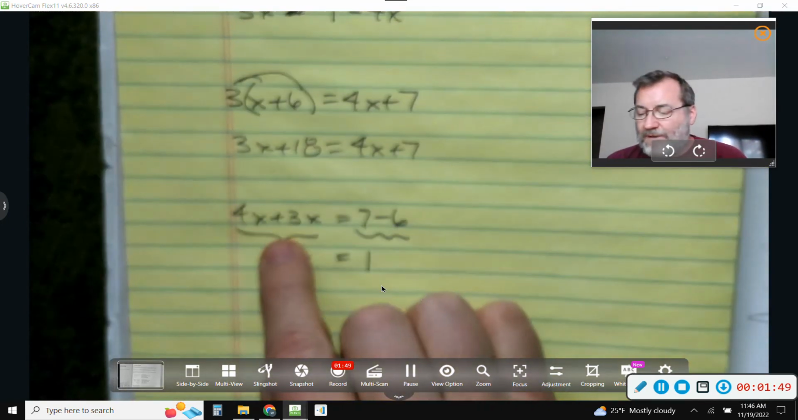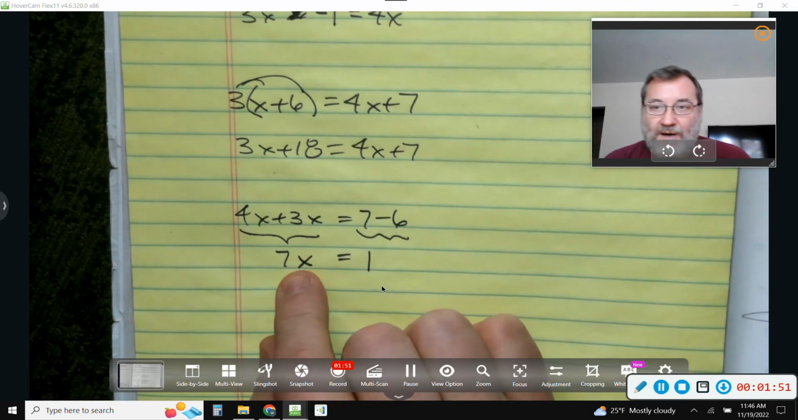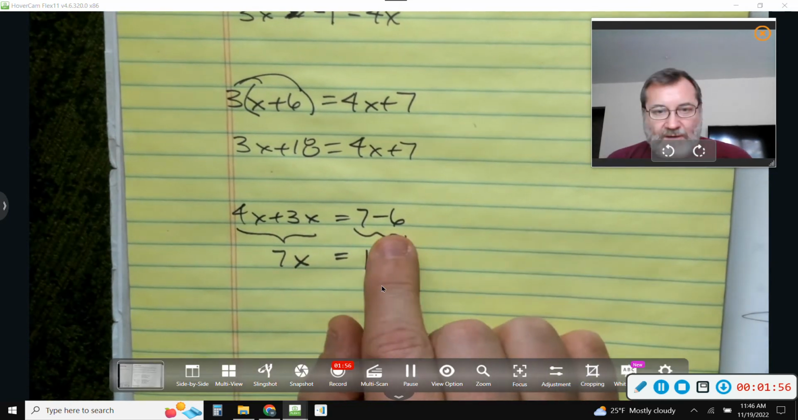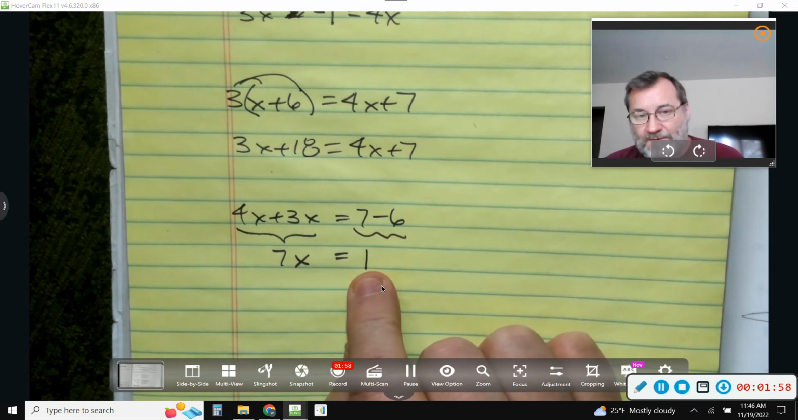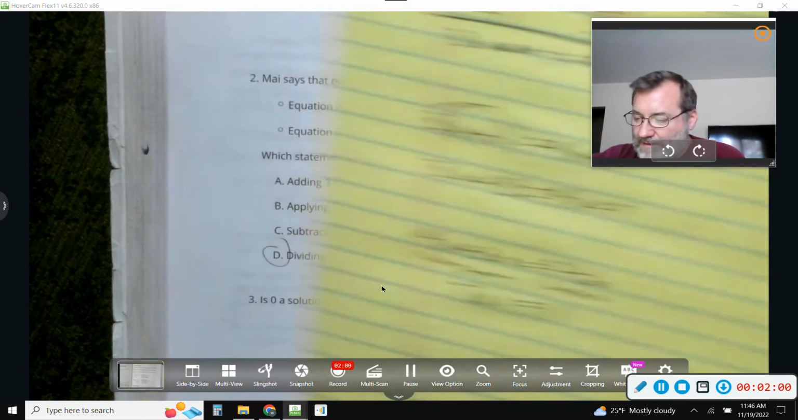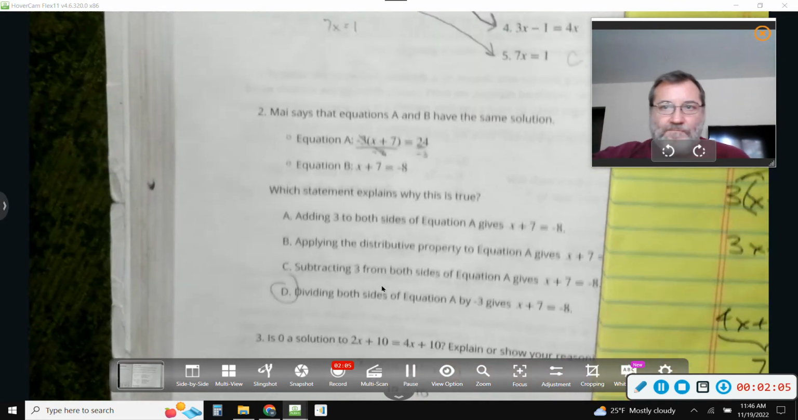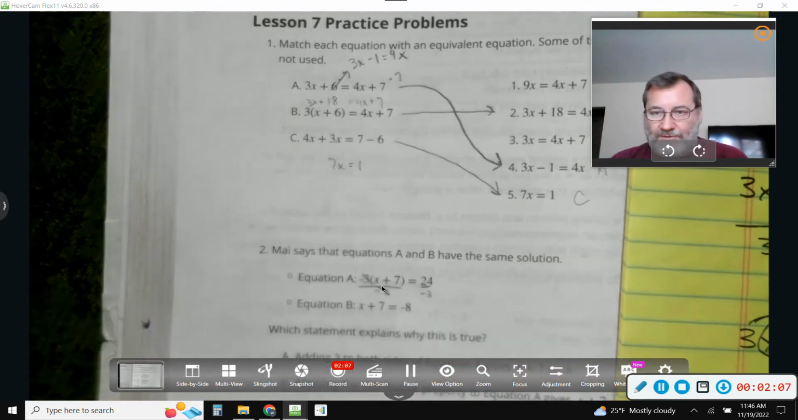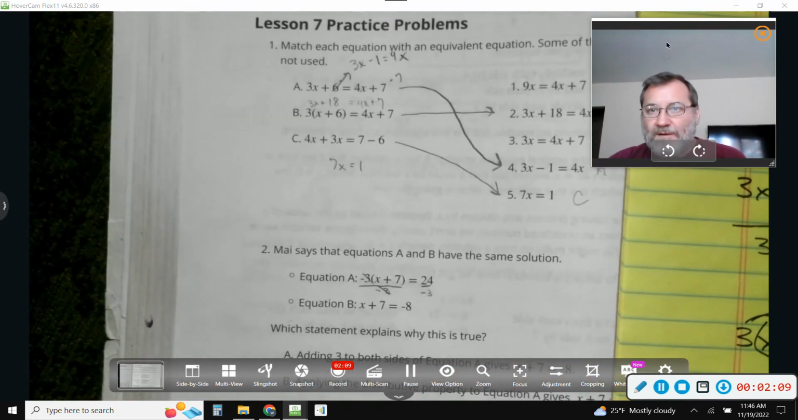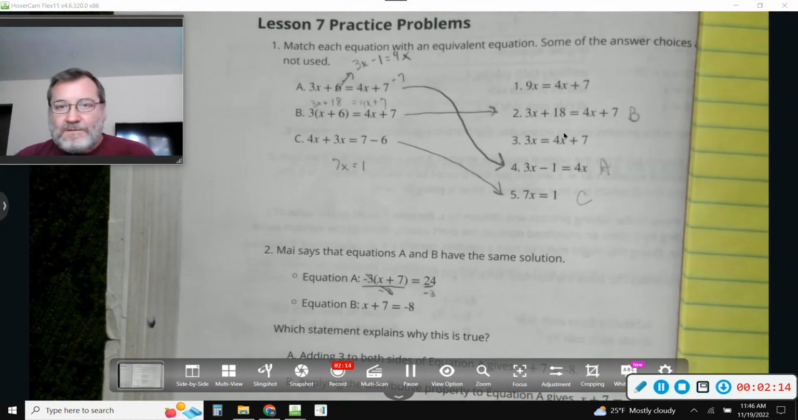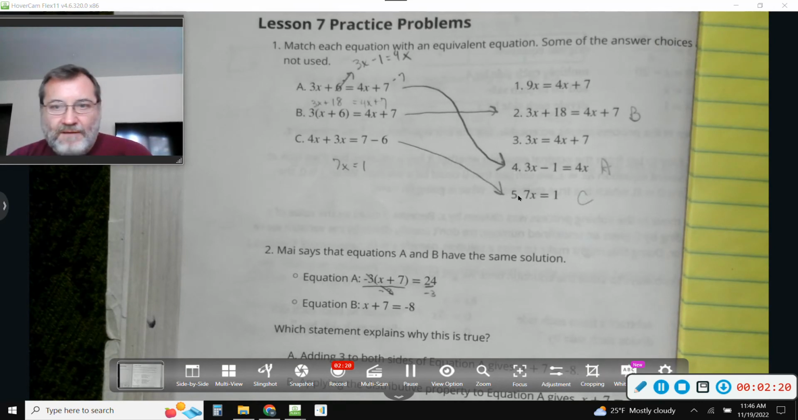So we have 4x plus 3x. We combine like terms. Those are the same terms, so we can add them, and then 7 minus 6. We can simply do the math and get 7x minus 1, which maps to number 5. So there's your solutions for this. I'll move my little face out of the way here. There we go. So A maps to number 4, B maps to number 2, and C maps to number 5.